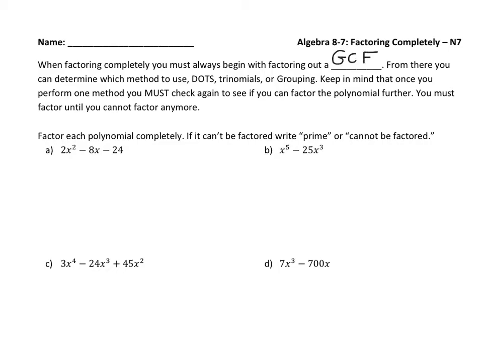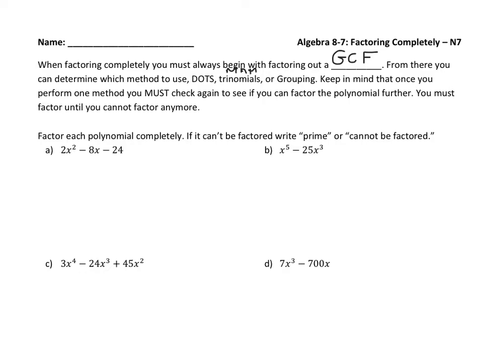From there, you can determine which method to use. Dots, trinomials, which I call MAM, or grouping. Keep in mind that once you perform one method, you must check again to see if you can factor the polynomial further. You must factor until you can't factor anymore.